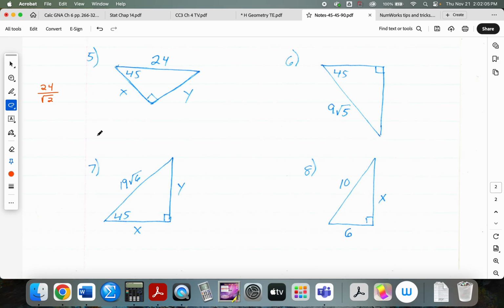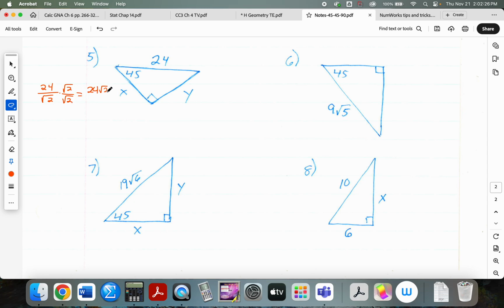You did these on last night's homework. What do we do at this point? You have to put it square root 2 over square root 2 times it by 24 square root 2. Yeah, exactly right. Well said. We're going to multiply by the square root of 2 over the square root of 2.